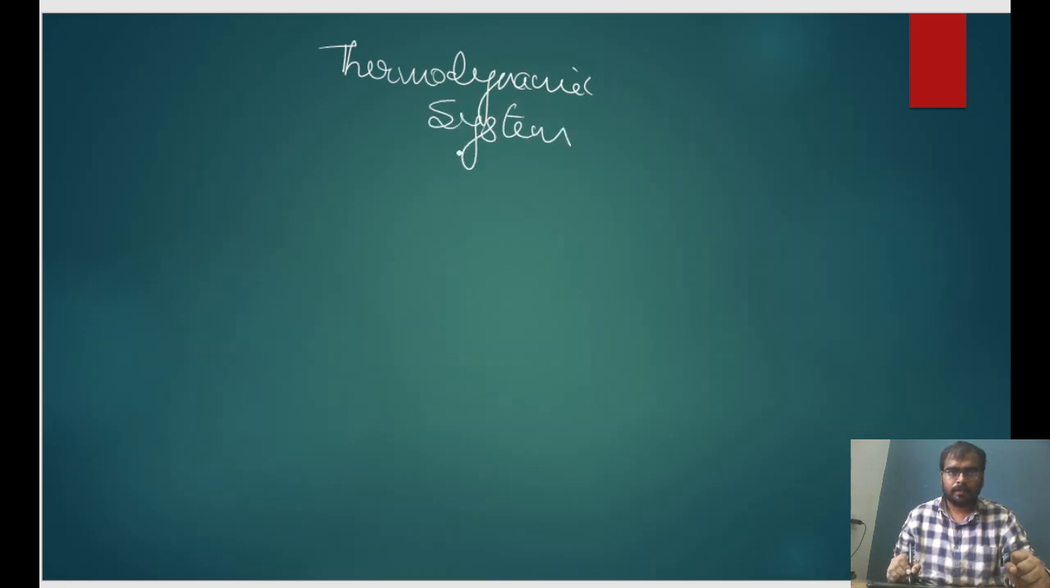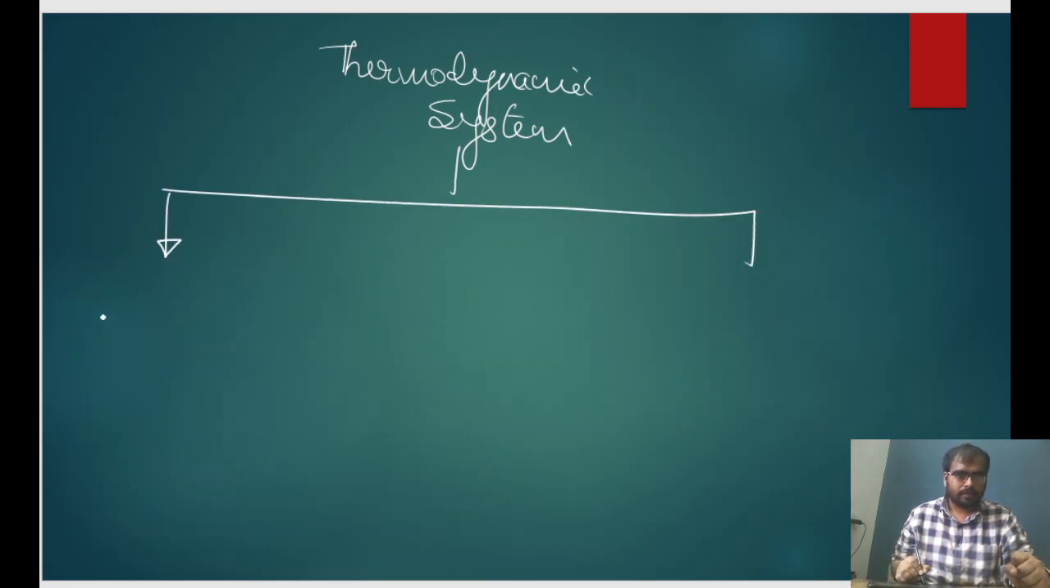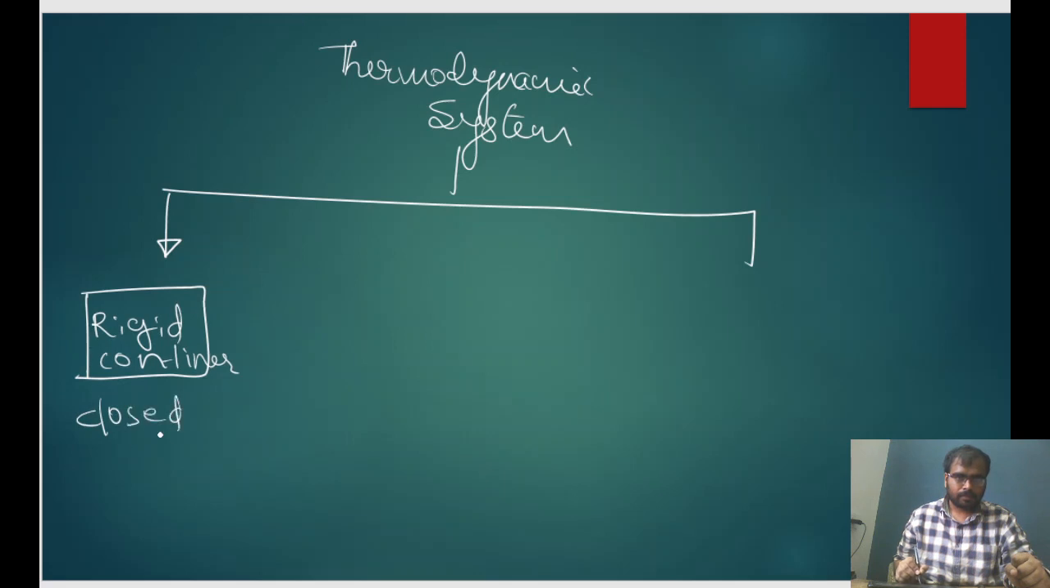Let us see. If in the question they give something like a rigid container, you have to assume or treat it as a closed system. Why is this a closed system? See here properly, there is no entry or exit of mass, so it is called a closed system.